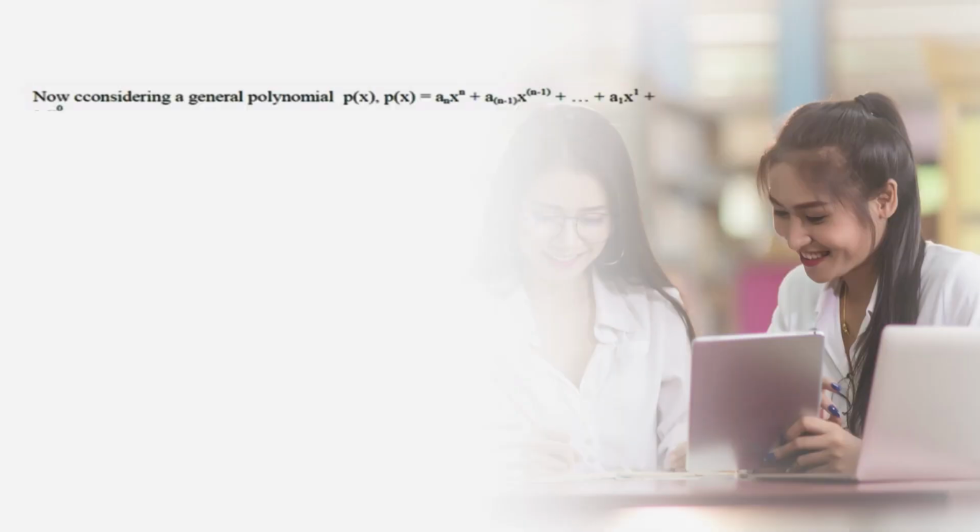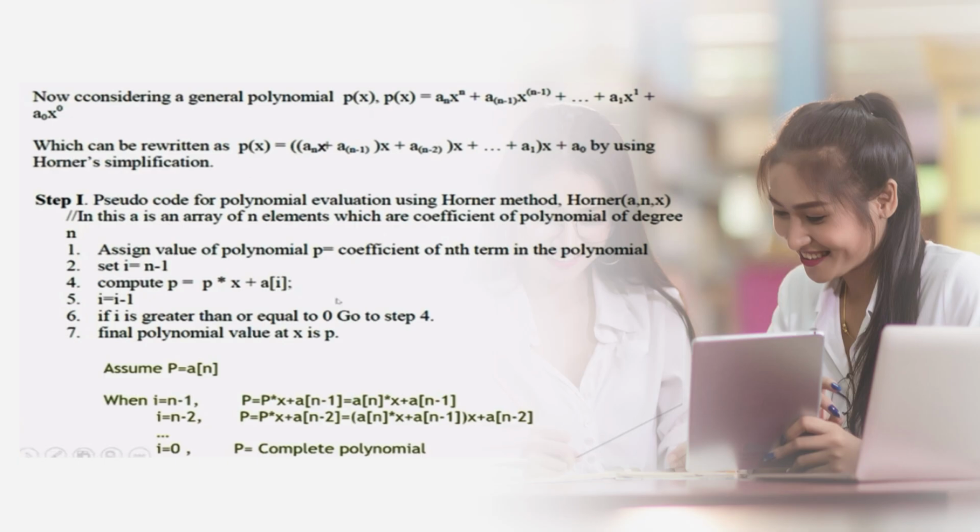Now, considering the general polynomial, how do we rewrite it using Horner's rule? This is the algorithm. In step 1, the pseudocode for polynomial evaluation: assign the value of polynomial p as the coefficient of the nth term, and set i equal to n minus 1. Compute p equal to p into x plus a_i, and decrement i by 1. If i is greater than or equal to 0, then go to step 4, that is, p equal to p into x plus a_i, and the final polynomial value at x is p.